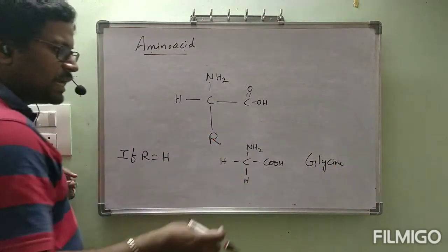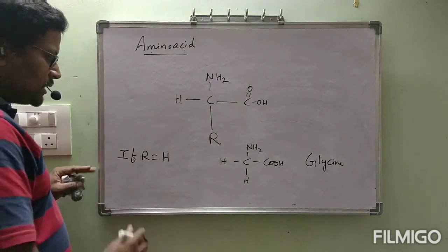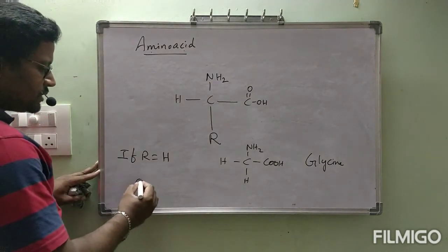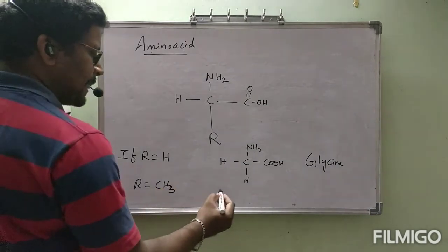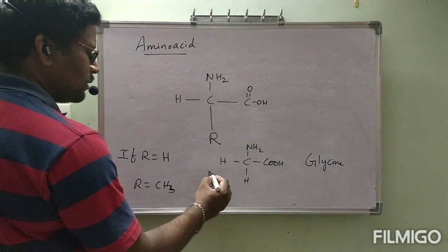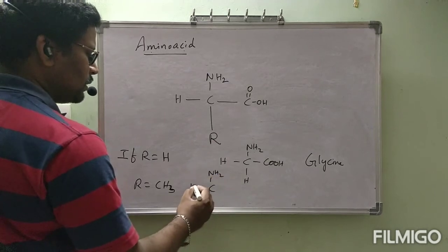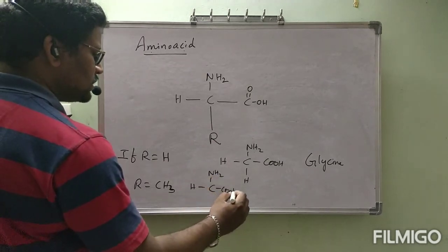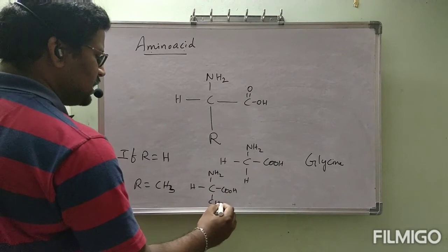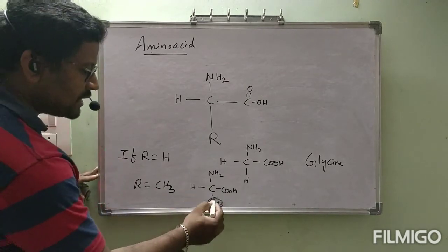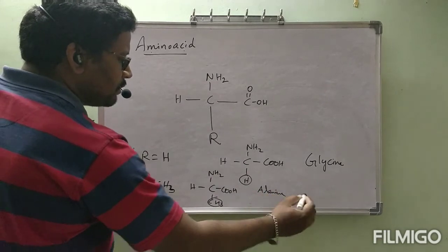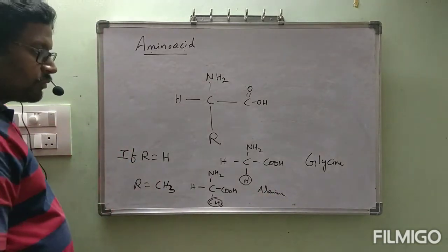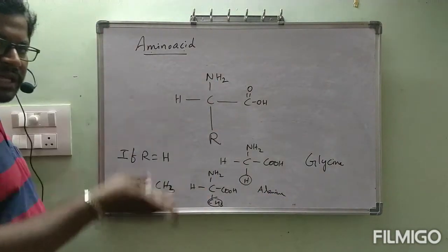This is called glycine. Okay, next, if R is equal to CH3, then C, NH2, H, COOH, CH3. Like this, the R group is getting different. I think this is alanine. Okay, like this, so many groups are given.